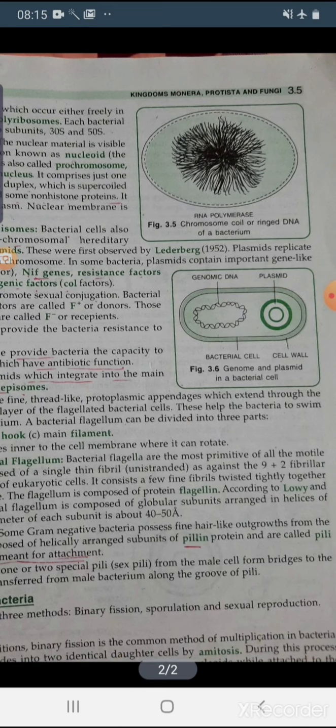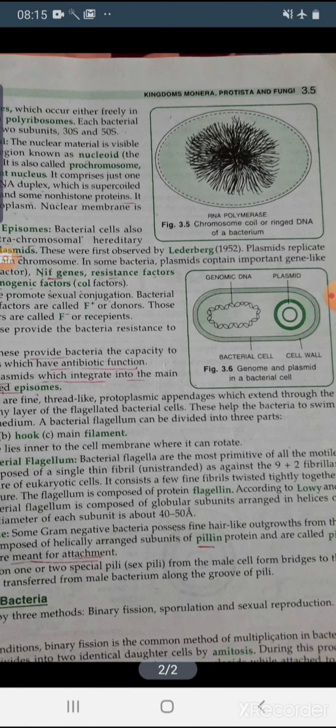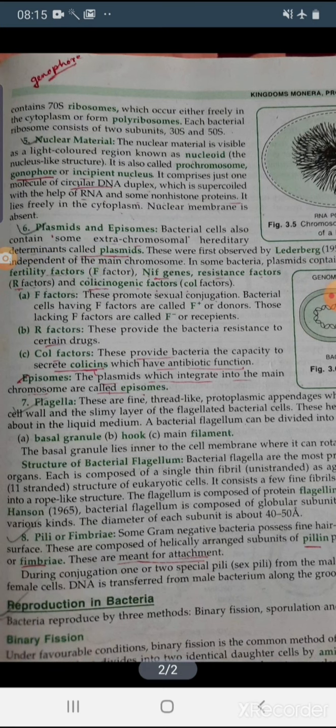As you can see in the diagram, the RNA polymerase, that is the enzyme, and the chromosome, the coiled ring DNA of bacteria. You can see no such nuclear membrane is present there, and no such proper nucleus, which you have seen in the diagram of the eukaryotic cell. That is not the similar one. It is quite different from the eukaryotic cell. It is almost like the prokaryotic cell.